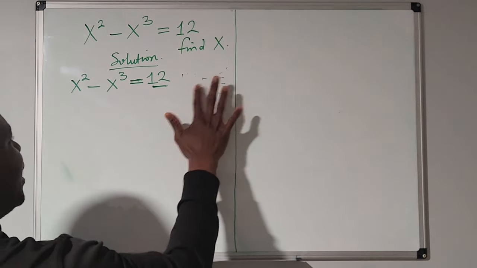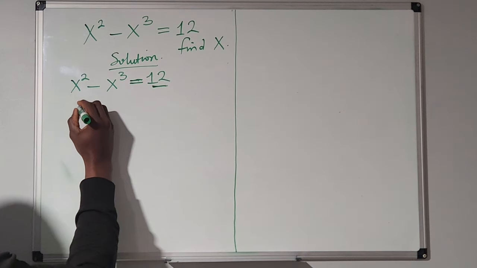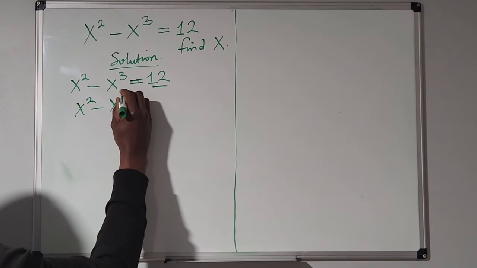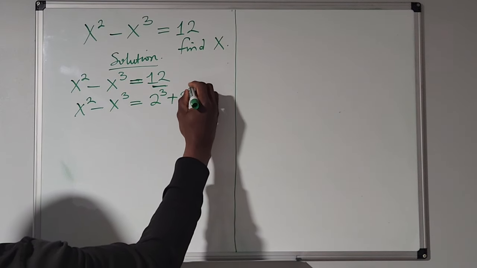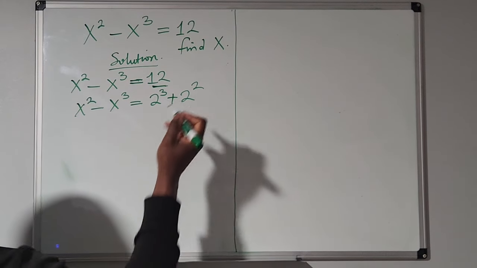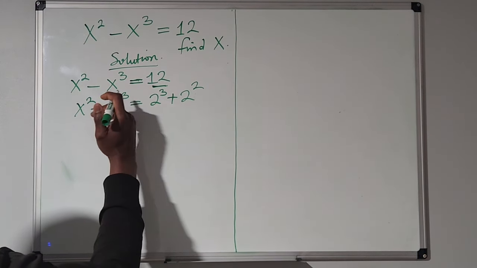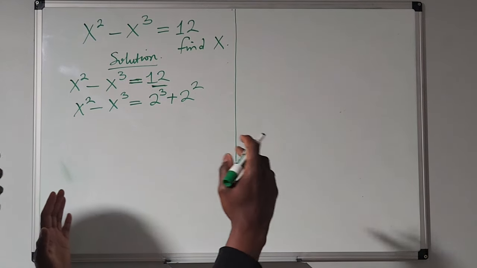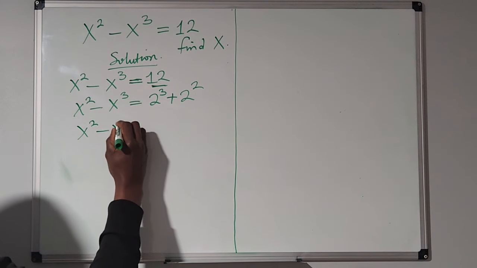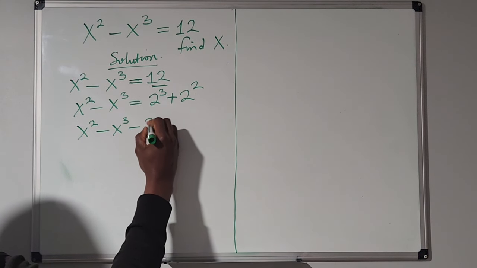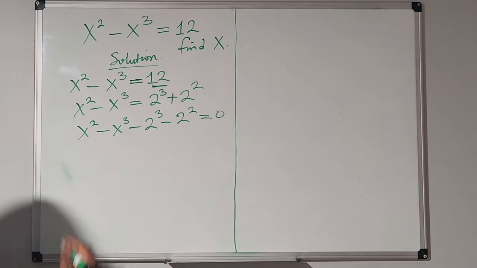Okay, so now we're going to carry on with the question by rewriting this to become 2 raised to power 3 plus 2 raised to power 2. So that's 8 plus 4, 12. Now we move 2 raised to power 3 and 2 raised to power 2 over to this side and equate the whole thing to 0. So we have x squared minus x cubed minus 2 raised to power 3 minus 2 raised to power 2 equals 0. So let's collect some like terms.